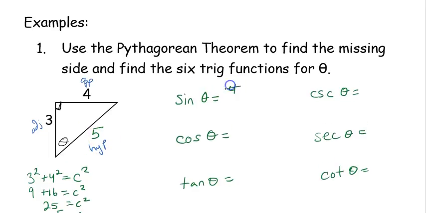So now when I go to do my sine, I'm looking for opposite over hypotenuse. So this time I have 4 over 5. That would make my cosecant 5 over 4. Cosine would be adjacent over hypotenuse, so 3 over 5. And if I flip that, I get 5 over 3. Tangent is opposite over adjacent, so 4 over 3. And cotangent would be 3 over 4. It's that easy.